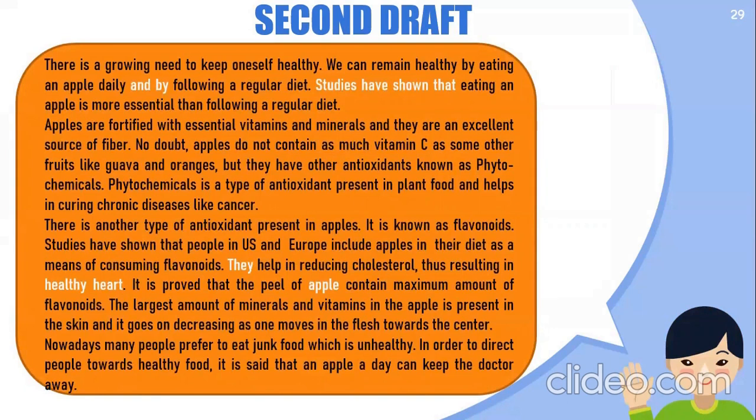We can remain healthy by eating an apple daily and by following a regular diet. Now here I have used "and by." And is a conjunction, and the meaning of "and" is that I'm providing additional information. But in my specific statement, I want to show that we can remain healthy by eating an apple, or following a regular diet. So therefore, I will use the conjunction "or" instead of "and" over here, which is more appropriate.